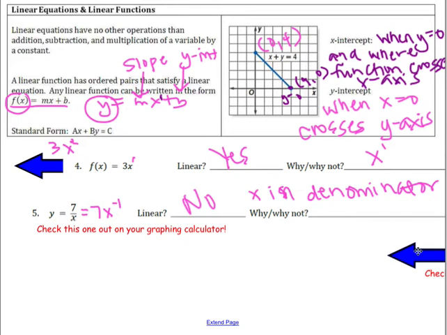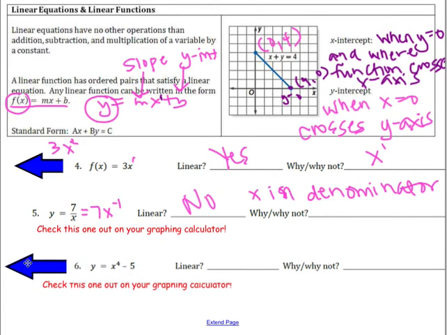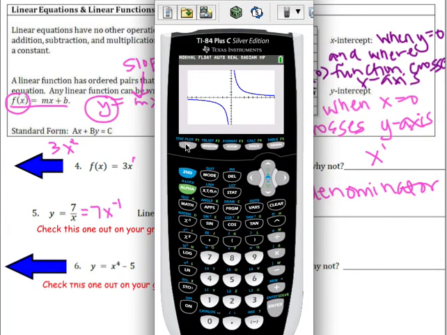All right, the next one, we're also going to check on our calculator. We have y equals x to the fourth minus 5. Chances are you can see it's an x to the fourth and not just an x, but let's go ahead and do it. So we would have x. Now to do to the fourth, here's a little caret. So to the fourth, and then you type 4.